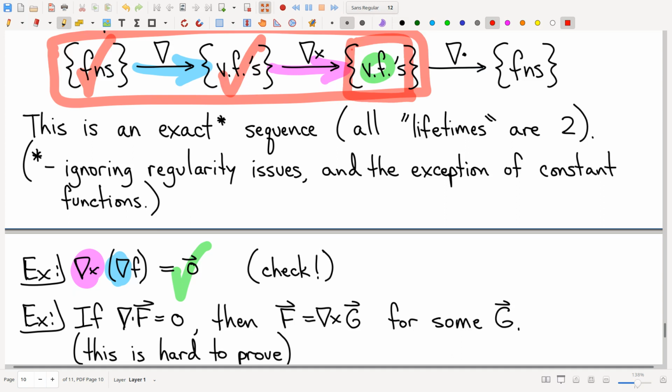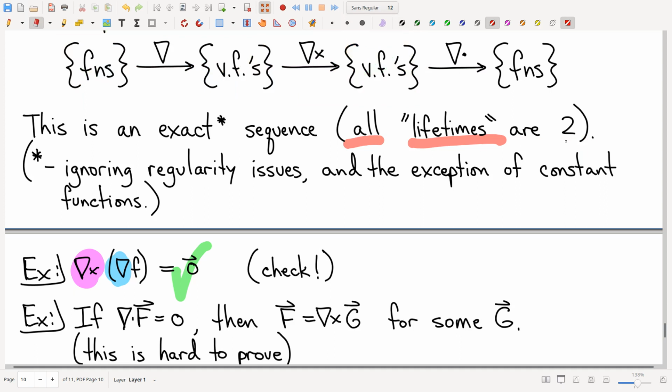So it turns out that when you set things up this way, all lifetimes are 2. Just like this particular example. So there was a function that was born here and died 2 steps later, lifetime of 2. Okay, here's another example of that. Just cleaning up here. Another example of that.